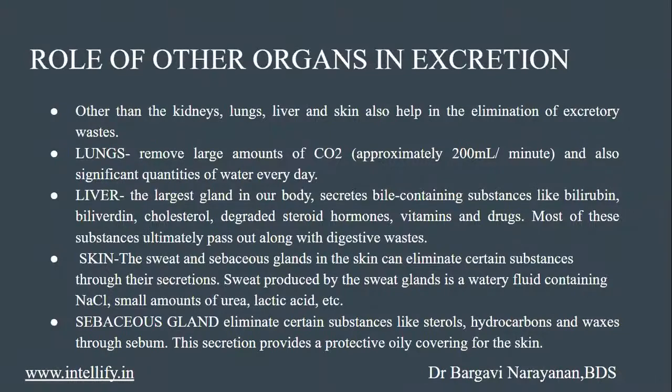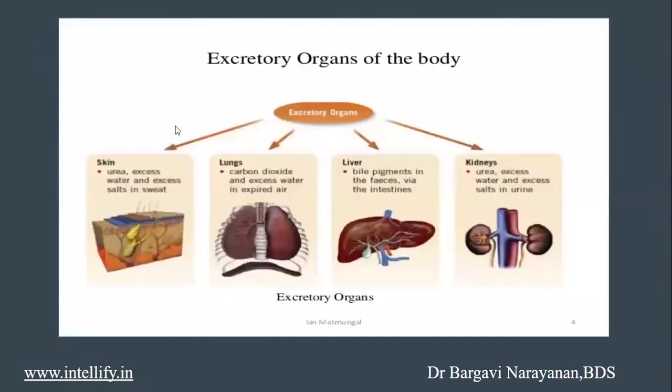Third is skin. The sweat and sebaceous glands in the skin can eliminate certain substances through their secretion. Sweat produced by the sweat gland is a watery fluid containing sodium chloride, small amounts of urea and lactic acid. The sebaceous gland eliminates certain substances such as sterols, hydrocarbons, and waxes through sebum. This secretion provides a protective oily covering over the skin. So these are the excretory organs.